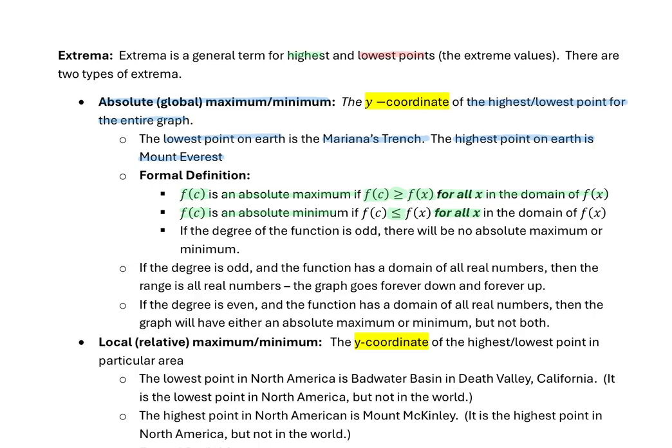All right, so there are some things I do want to point out, and we're going to get into this later on in the next section. If the degree of the function is odd, there will be no absolute maximum or minimum. If you think about a linear function with a slope, it goes forever down, it goes forever up. There are no absolute maximums or minimums. And this, we'll see, applies to all functions that have an odd degree.